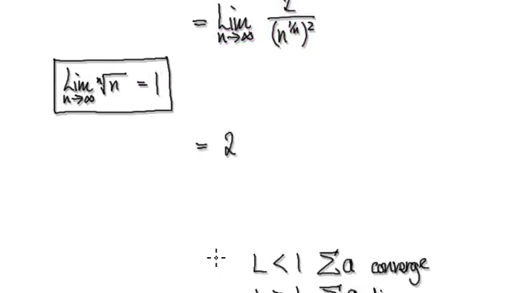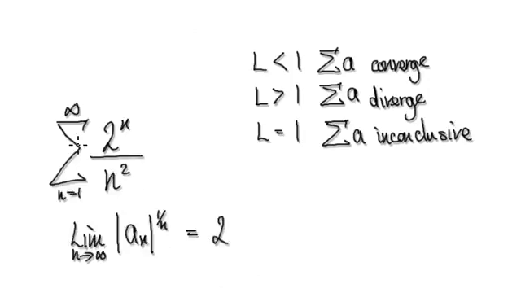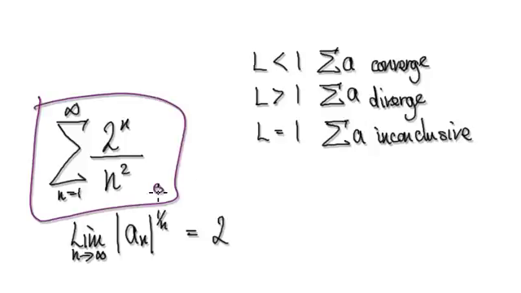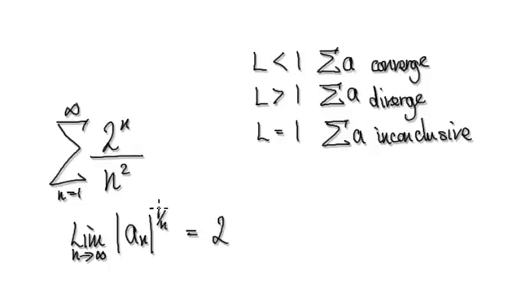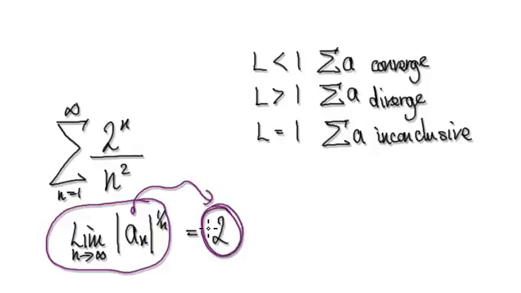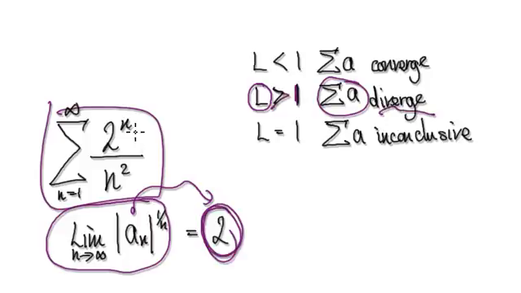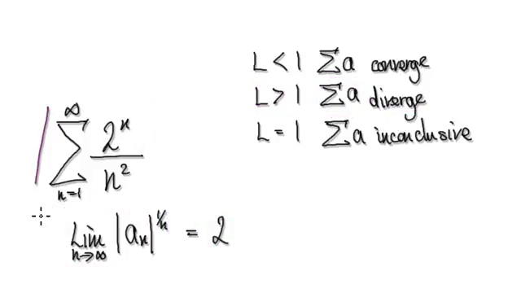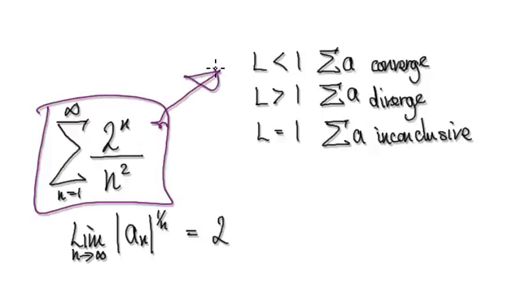So going back to the very beginning, we were trying to determine if this series will converge or if it will diverge. To use the root test, we need to compute this value here. Well, this value turns out to be 2. So 2 is bigger than 1. So therefore, our original series will diverge. So after all that, our original series will diverge.